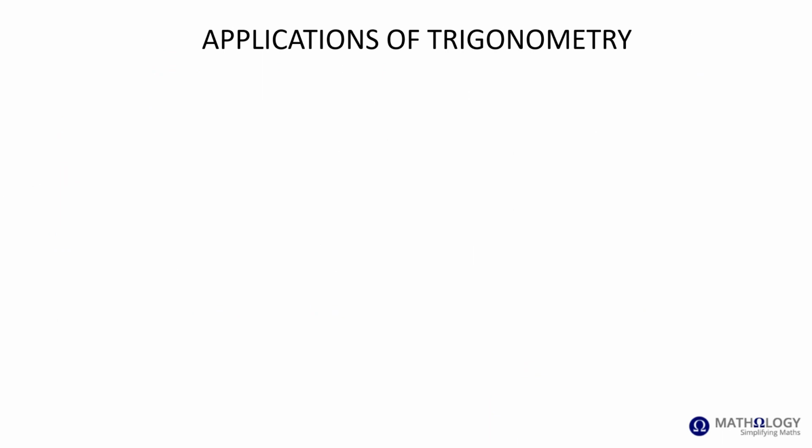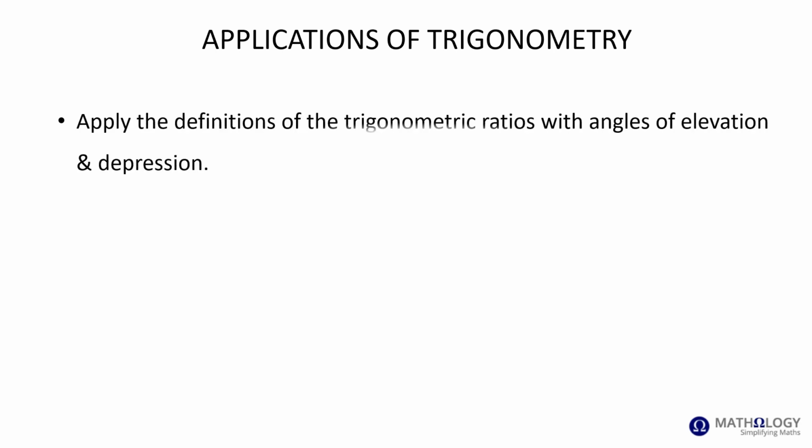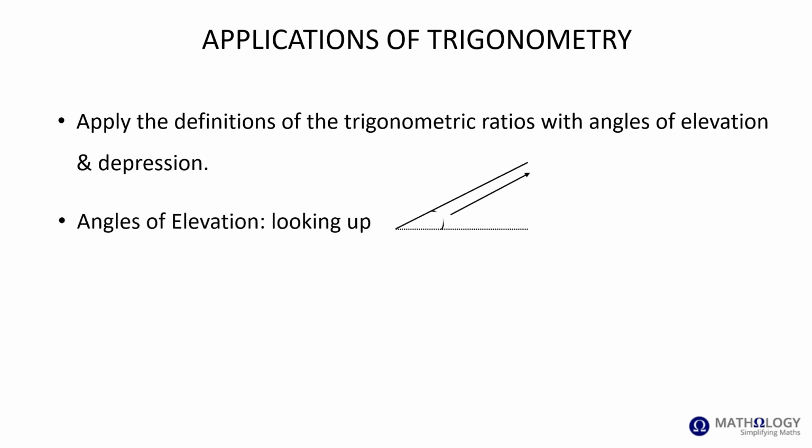This section of trigonometry relates the definitions of the trigonometric ratios to angles of elevation and depression. It is therefore imperative that you are very familiar with all of these concepts. Angles of elevation and depression are measured from the horizontal to the line of vision. Angles of elevation are always looking up, and angles of depression are always looking down.